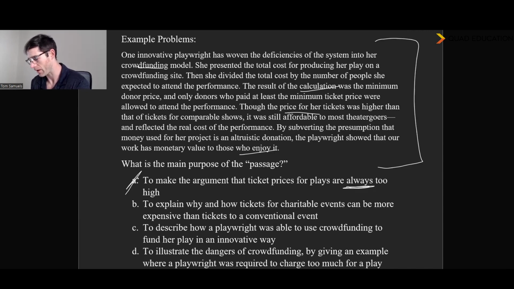Next, we have to explain why and how tickets for charitable events can be more expensive than tickets to a conventional event.